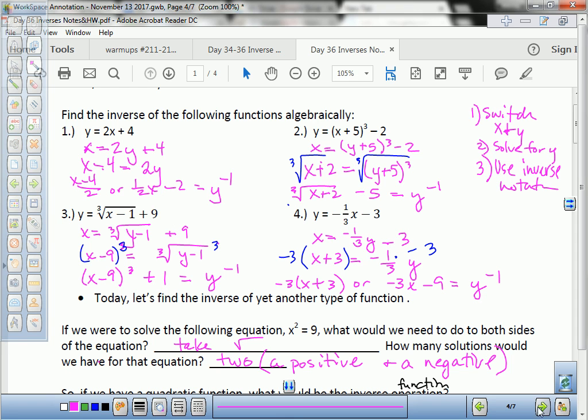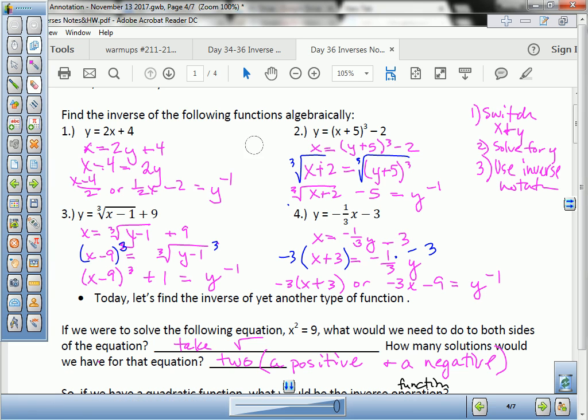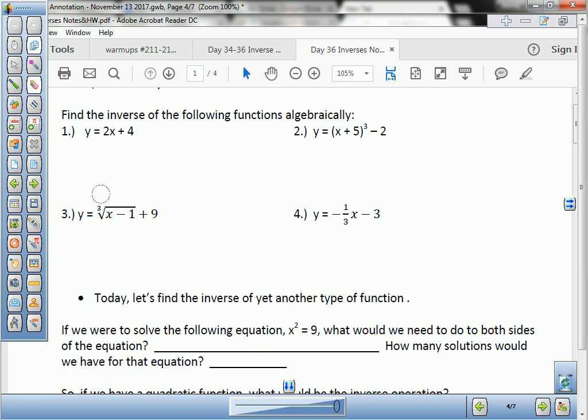Okay, so today what we're going to do is more of the same. We're going to find inverses. So let me go ahead and pass out today's notes. The first 4 remind us of what happened last week, which is good, because our brains may have forgotten some things. So let's see what you can do with 1, 2, 3, and 4.